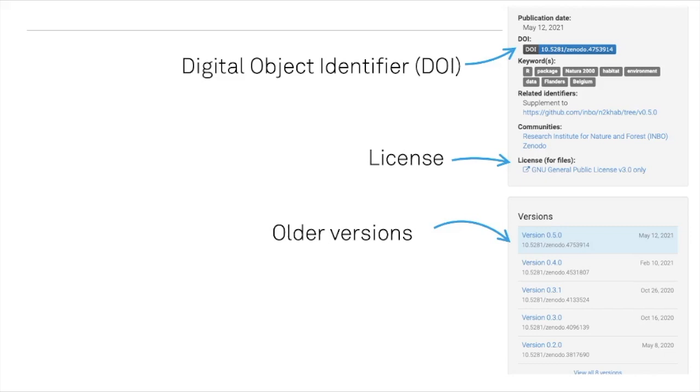In this example project, you can also see the license and a version history. It is immediately clear if a project has been updated, but older versions remain accessible.